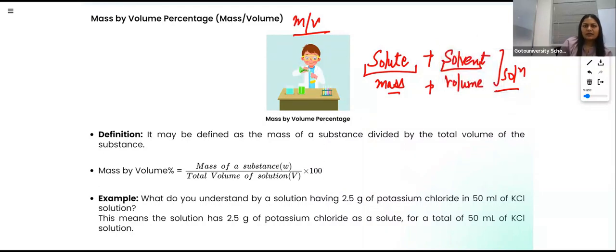To calculate that, we use this third method to calculate the solid concentration in a solution, or say liquid concentration in the solution. We use this mass by volume percentage, right? So this method is usually used in pharmaceutical industries to prepare medicines.